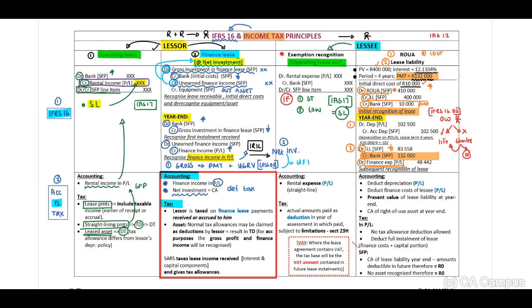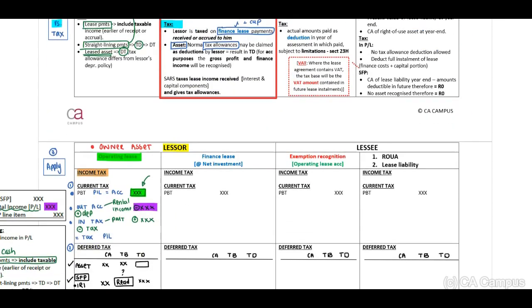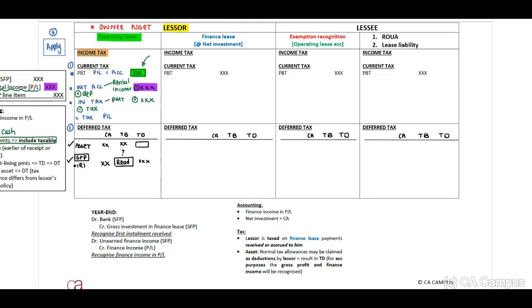In terms of our tax, the lessor will be taxed on the finance lease payments received, again the interest and the capital portion. For tax purposes, remember this lessor will be the owner of the asset. Therefore, the lessor might receive tax allowances on this asset. Now, let's have a look at the implication of this. Again, I've included my journals at the bottom and the principles.